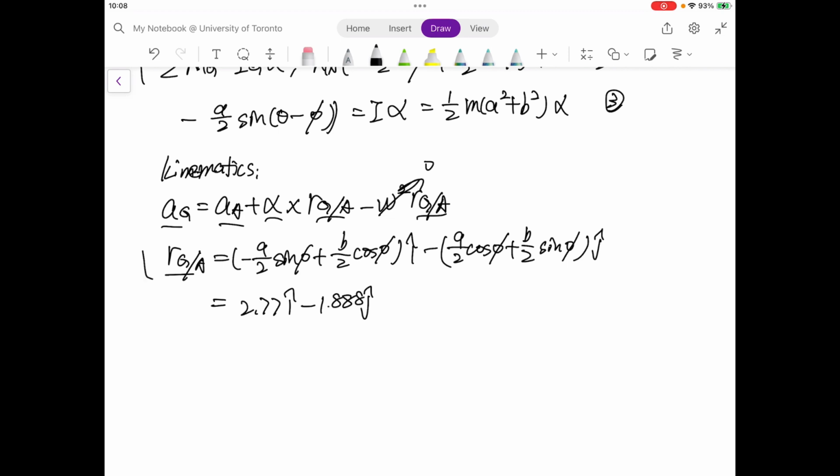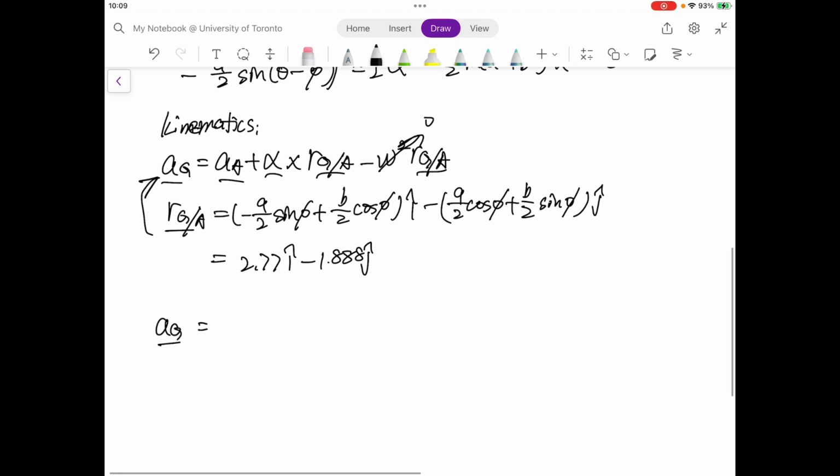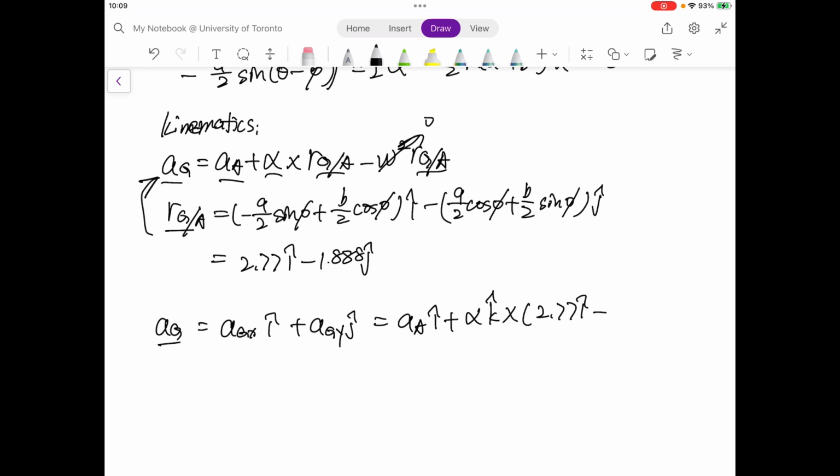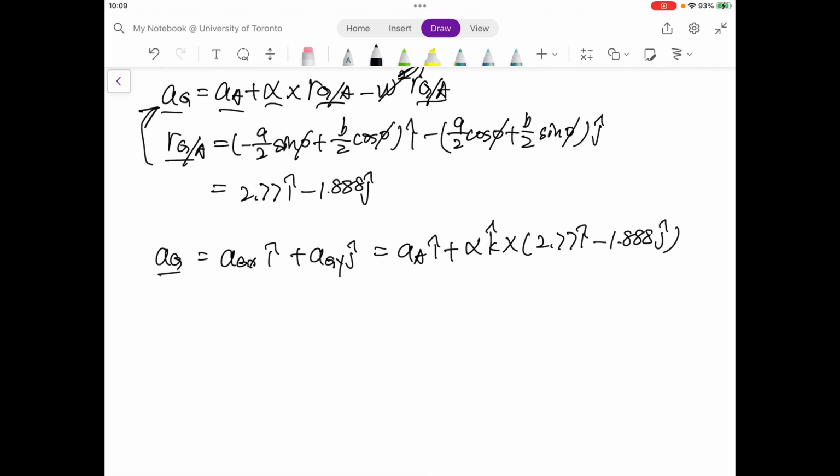We can put this into our equation. Then we have a_G is equal to a_Gx I plus a_Gy J is equal to a_A I plus alpha K times 2.77 I minus 1.888 J. Then in I direction, a_Gx is equal to a_A plus 1.888 alpha. a_Gy is equal to 2.77 alpha. Here's our equation number 4 and 5.